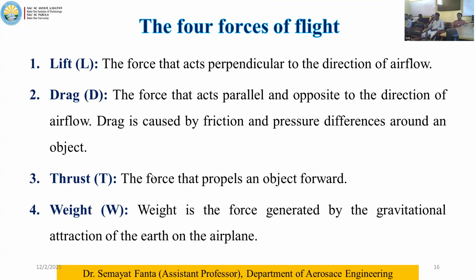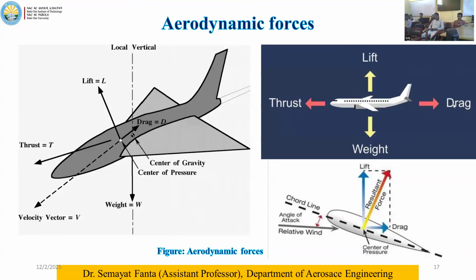Collectively, we call it structural weight plus fuel weight plus the payload. So this is called the total weight of an aircraft or the flying vehicle. So weight is the net effect. So these are the four forces: forward force, retarding force, lifting or airborne force, and the force which is moving the aircraft down to the earth. So these four forces are always there in the aircraft.